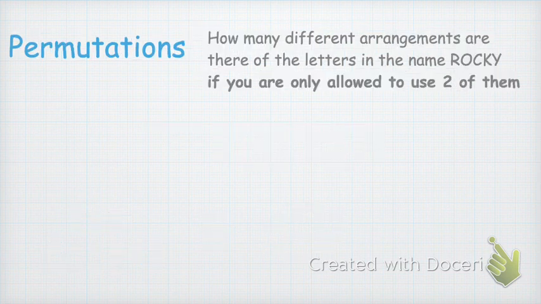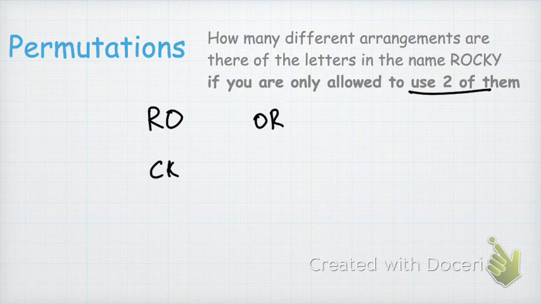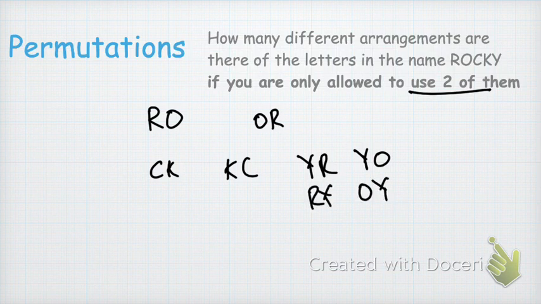The next idea that we need is a permutation. And so a permutation is kind of like an arrangement. It's just that you're not allowed to use all of the letters. So in this question, how many different arrangements are there for the letters in the name Rocky if you're only allowed to use 2 of them? So like you could do R and O, or you could do O and R, or you could do C and K, or K and C. You could do Y and R and Y and O, right? Or O and Y, or R and Y. So there's not as many, I don't think, this time. But there still are quite a few.